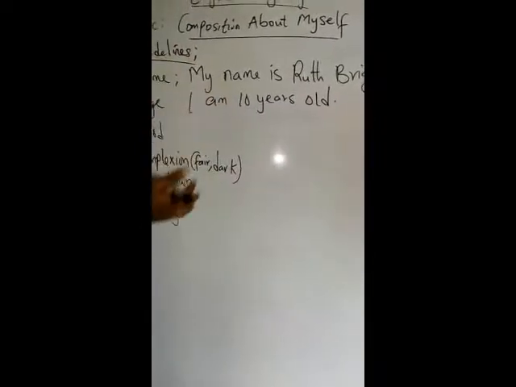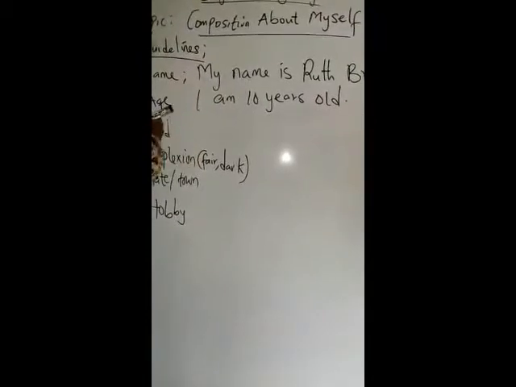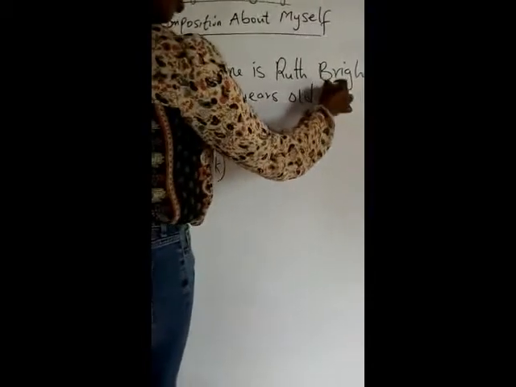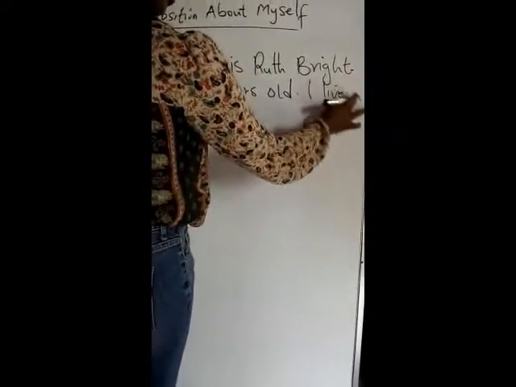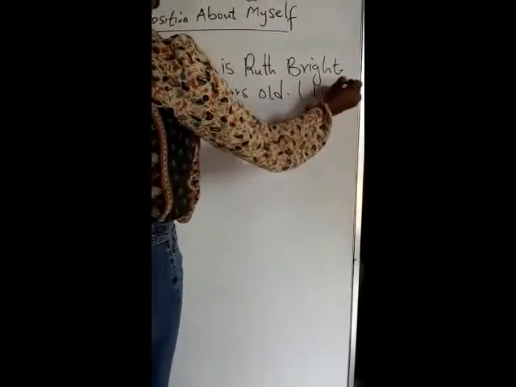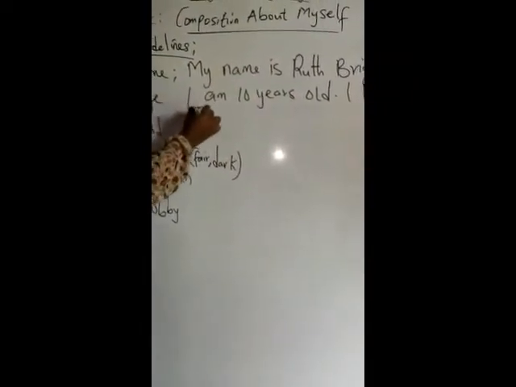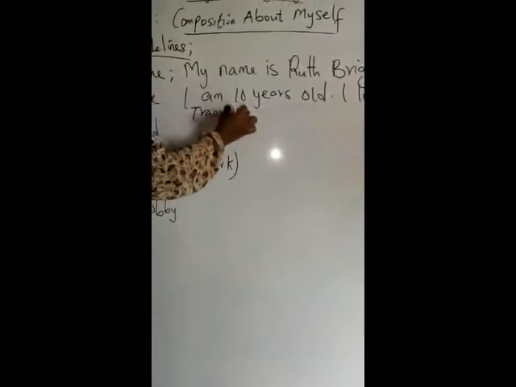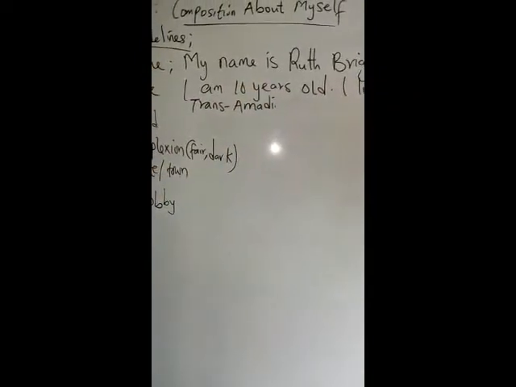Where do you live? Okay, you can also add where you live. I didn't write it here. I live at number. You say I live. Okay, you can also say I live in what? I live in, let's say, Transamadi. I live in Transamadi. Let me include where you live.